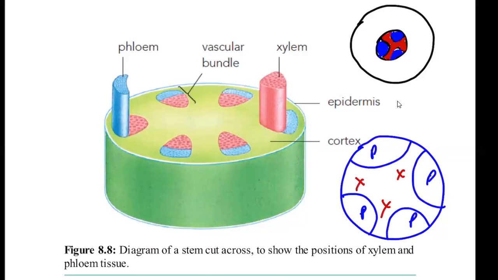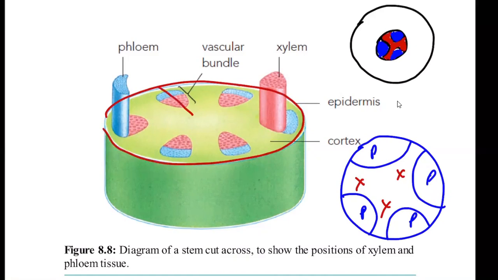Yes, you can. Because see, if this is a circle, then these are its radii, isn't it? That's right. If I draw different radii in a stem, I would see that the xylem and the phloem are lying along the same radius. Whereas if I draw these radii over here, I would say that the xylem and the phloem are found on separate radii.